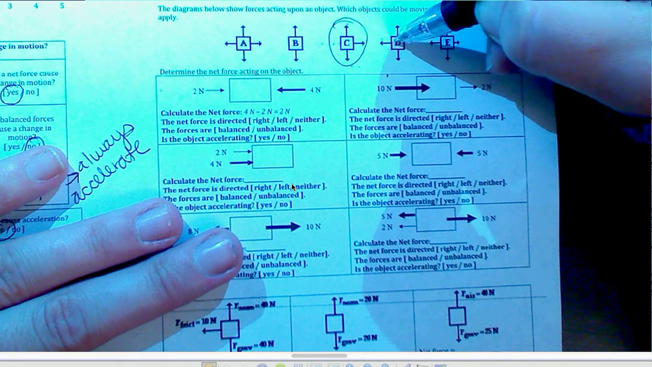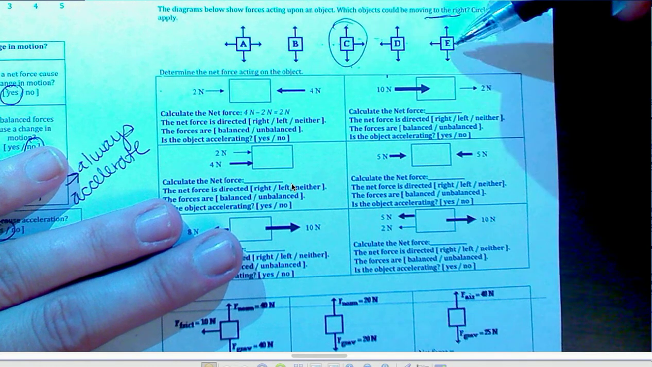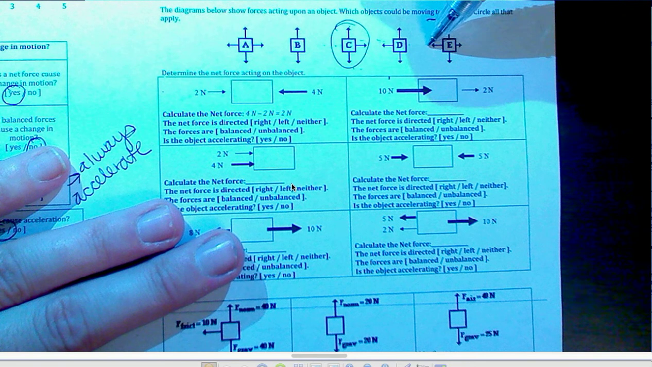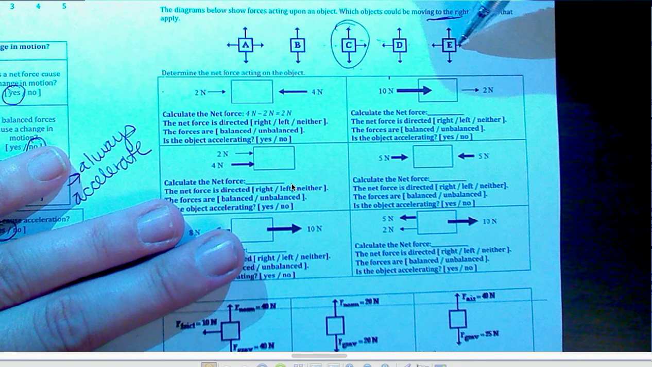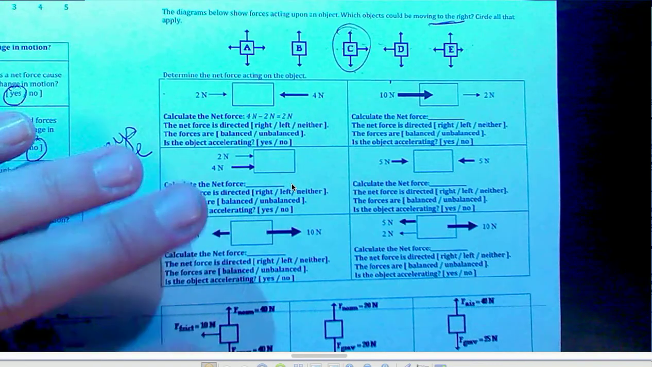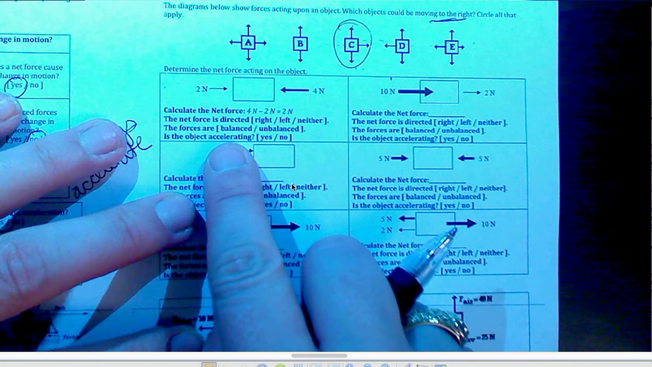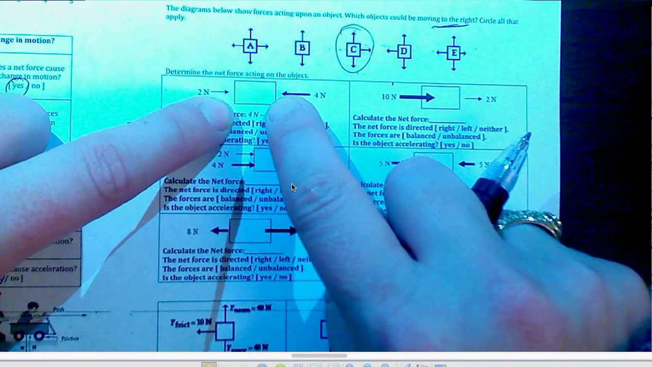Okay, it will not move up and down. This one has a force moving to the left, not the right, so this one's going to move to the left. This one has a force going left and right, but you can see that our left force is stronger than our right force, so this object will not move to the right either. So we should only have C. All right, so let's calculate our diagrams.